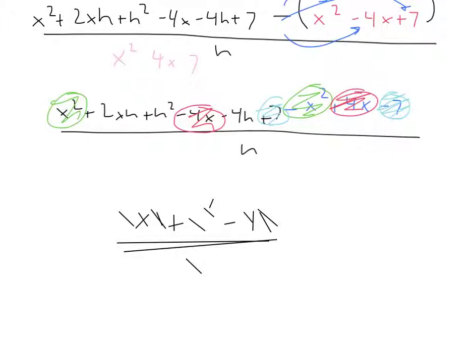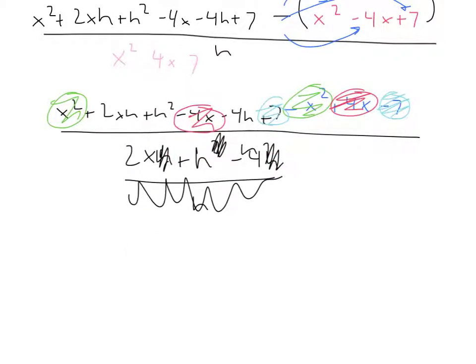Scroll this up one more time. What's left over? 2x plus h minus 4. 2x plus h minus 4. Let's go to the next slide and talk about what that means.